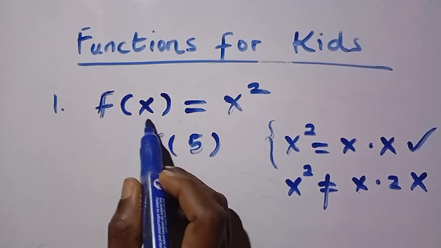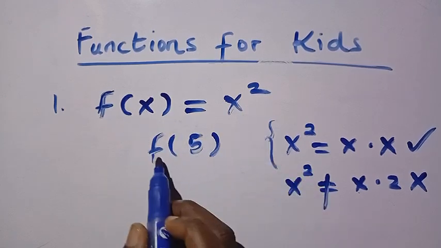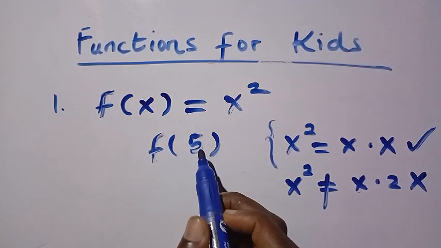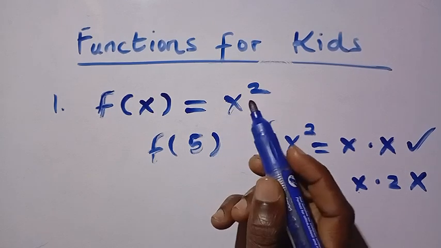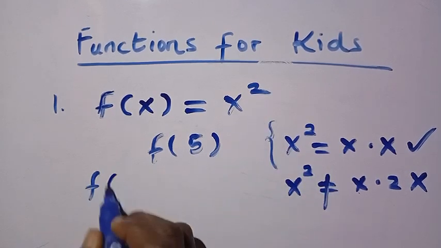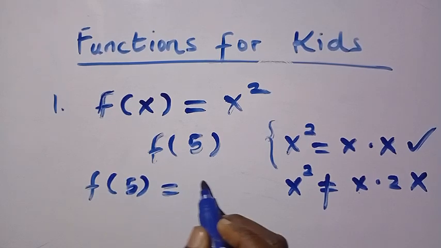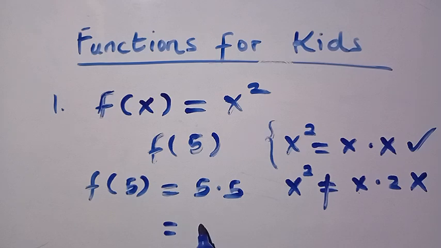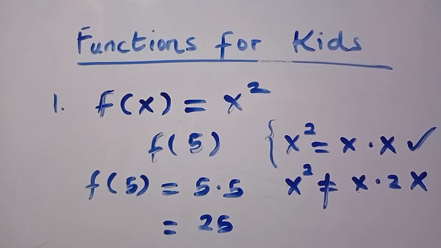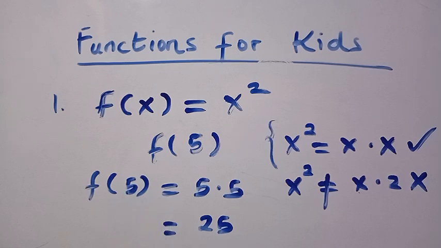So if you now have f of x equals x squared, and I want to find f of 5, it means 5 times 5, because this is x squared. Therefore, we have f of 5 equals 5 times 5, and 5 times 5 equals 25. So this is how we solve this for this first phase.